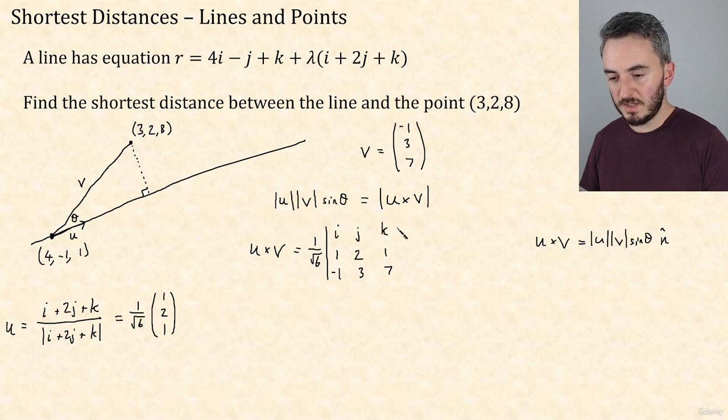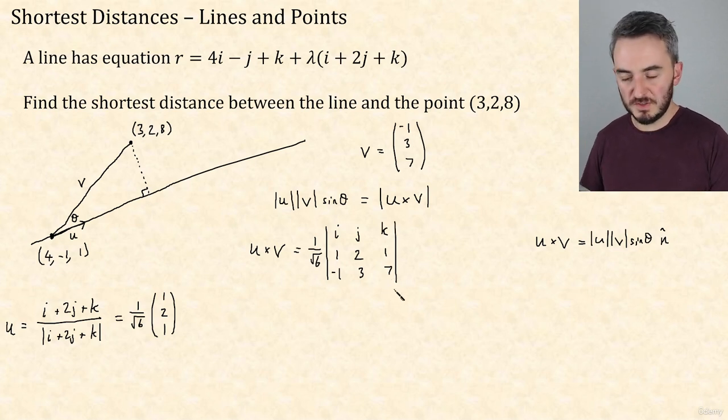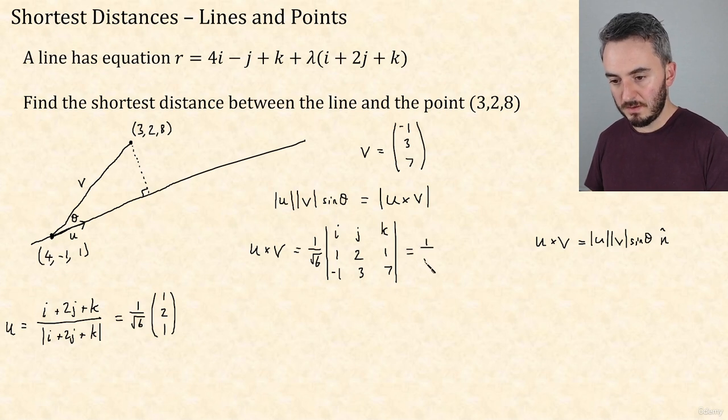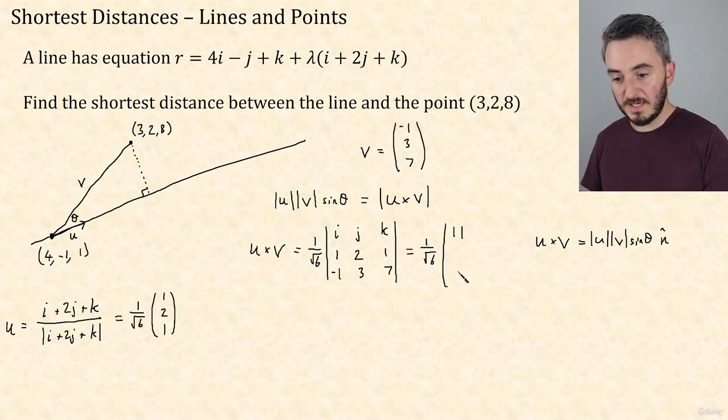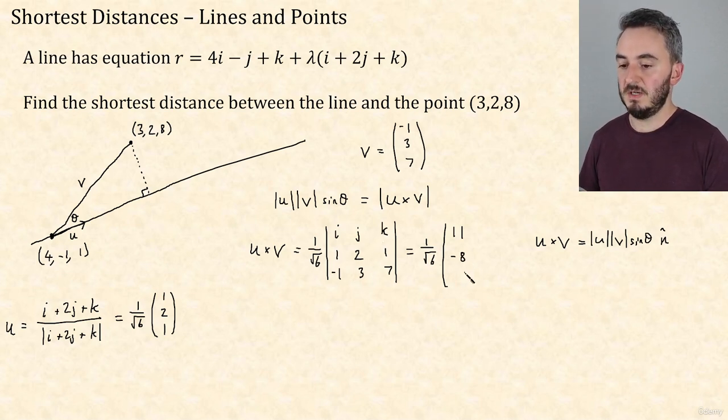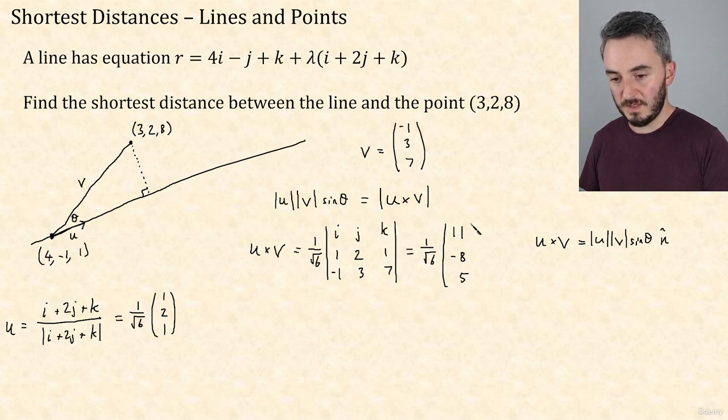Because we're finding the modulus, the order doesn't matter. You could do v crossed u and it'd be the same. So what do we get here? We get 1 over root 6, and then it's i times 14 minus 3, so that's 11. j times, it's going to be minus j times 7 minus minus 1, so that's 8, so minus 8, is always negative for the j component. Then k times 3 minus minus 2, so 3 plus 2 is 5.